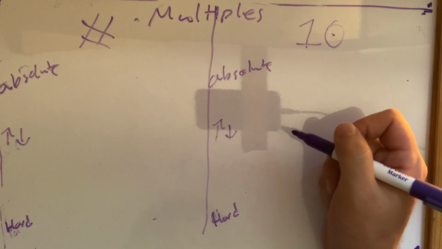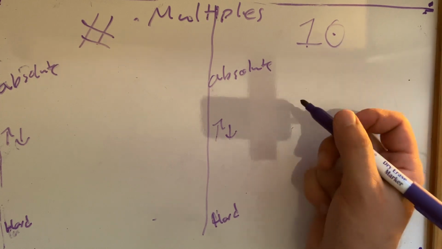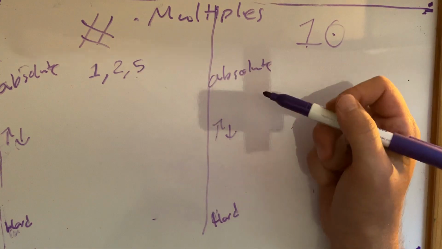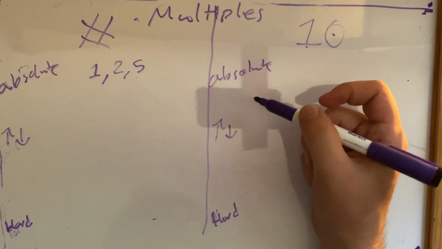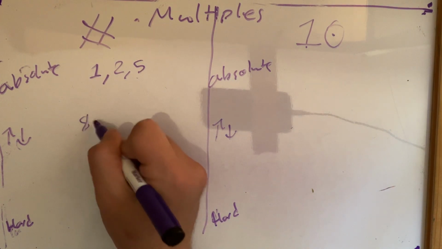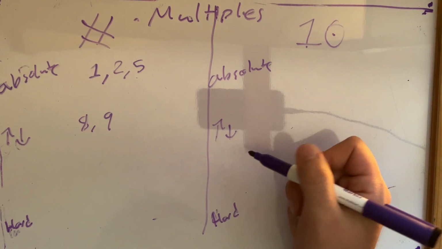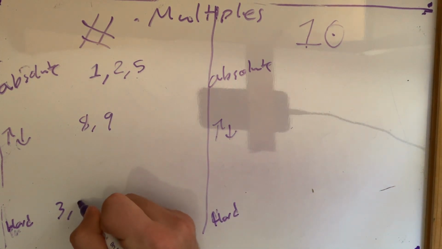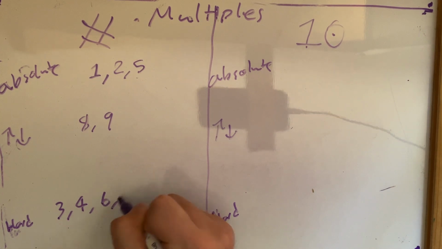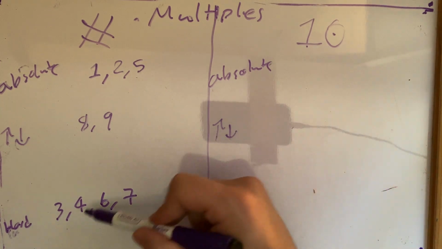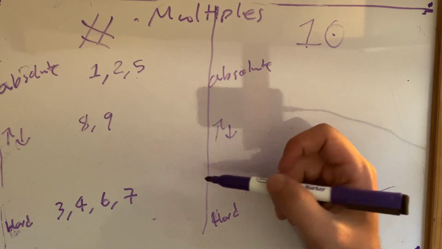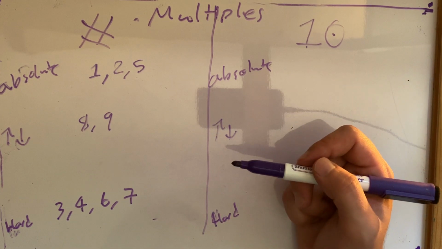Okay. So how many absolute patterns are in base 10? Well, we have 1, 2, and 5, at least amongst the integers, right? So that's 3. How many up-down patterns do we get? Well, we get 8 and 9. And how many hard ones do we get? 3, 4, 6, and 7. I know you might be thinking, all right, 4 and 6 are not that hard, but in comparison to other ones, they're hard. 7 is probably the most difficult one in base 10.